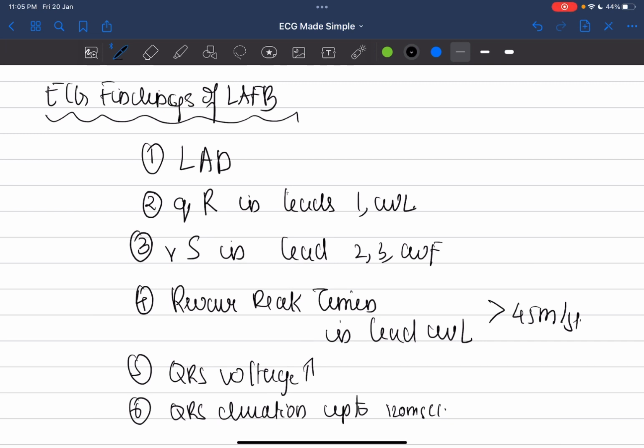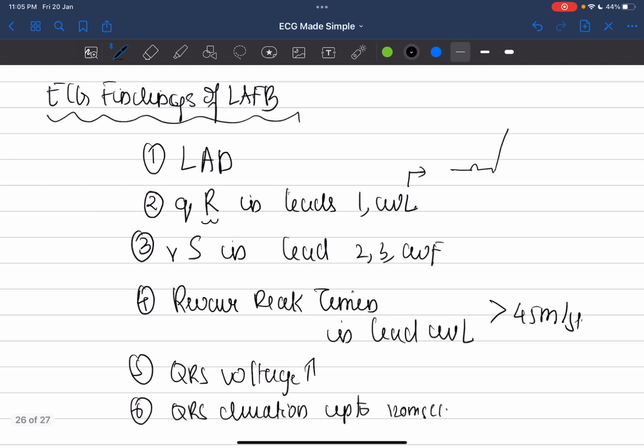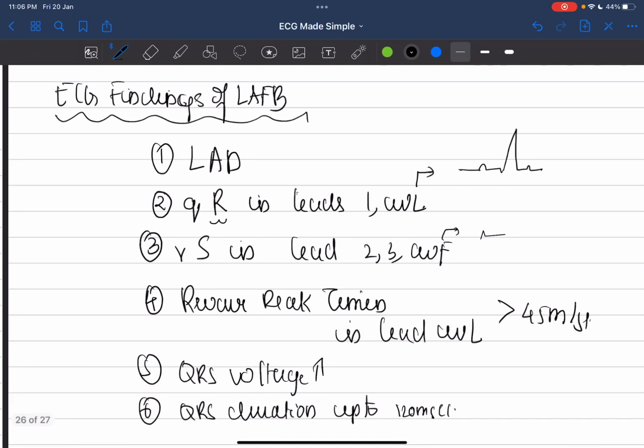First is the left axis deviation and the qR complex. So what do I mean by qR complex? A small q means the Q should be very small, and the capital R is a tall R wave. So they will have tall R waves, and this will be seen in leads 1 and AVL. And an rS complex means a small r and a deep S wave. This is what is called an rS complex. This will be seen in leads 2, 3, and AVF.